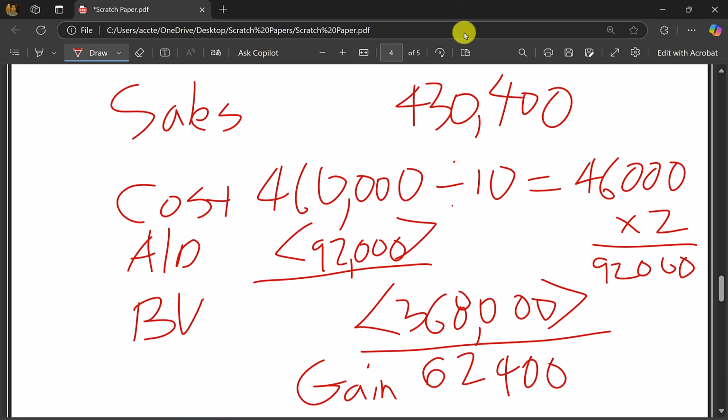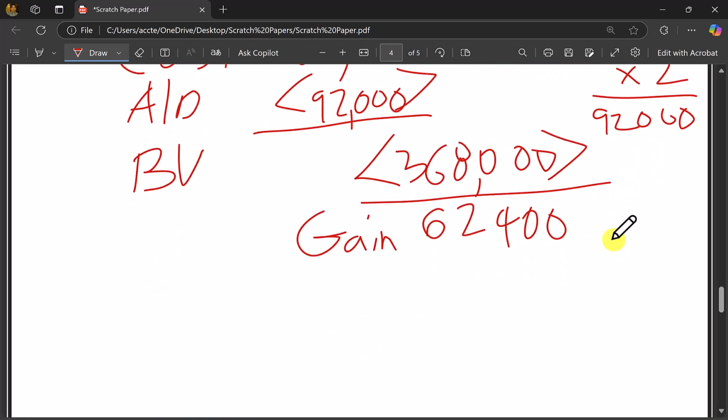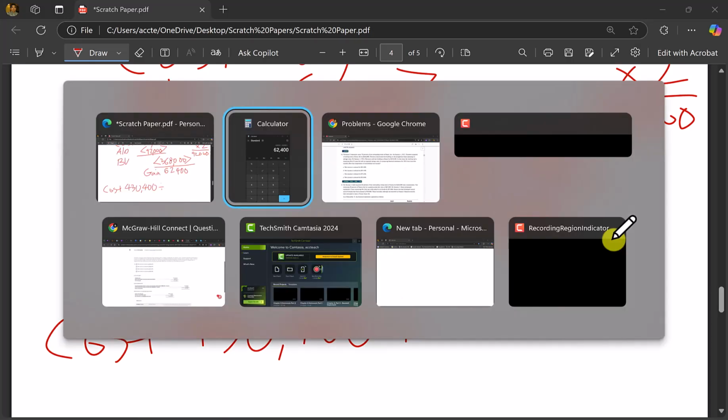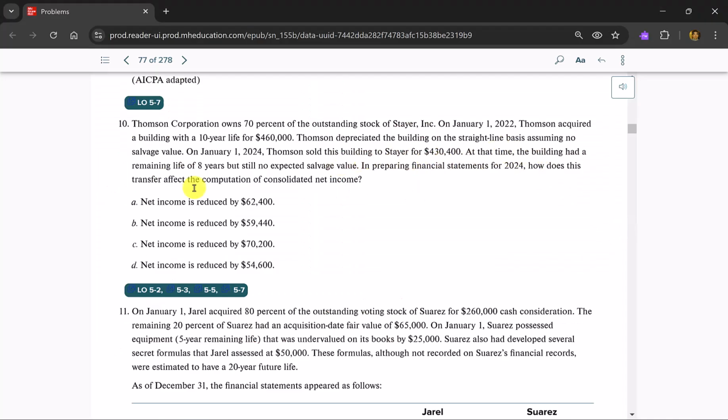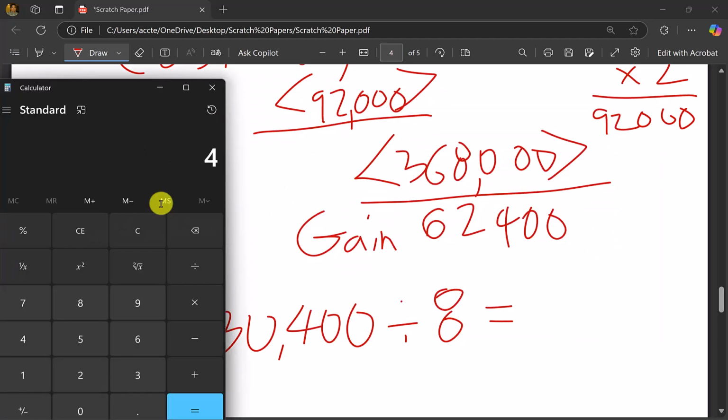What we should continue doing is depreciating the building at this 46,000 rate per year. But when the sub bought the building at this price, remember this is the sales price to the parent and purchase price to the sub, the sub is probably going to be depreciating this amount over the remaining life. So that has to be another adjustment we need to make. The cost to the sub is 430,400, and it's depreciating it over the remaining, not 10 years, but 8 more years, yeah? So divide by 8.